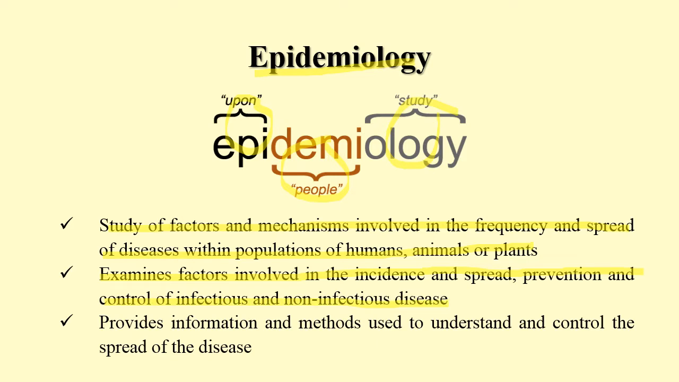One of the biggest organizations that usually does epidemiology studies is the World Health Organization, or WHO. From the epidemiology studies, WHO will provide information and methods used to understand and control the spread of disease. For example, for the COVID treatment and the COVID prevention, usually all the recommendations we get are from WHO.